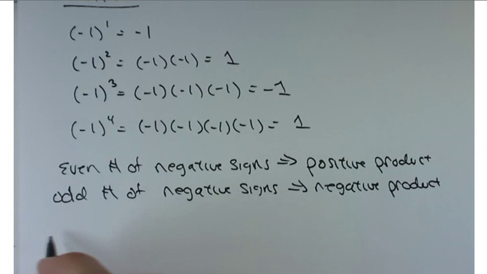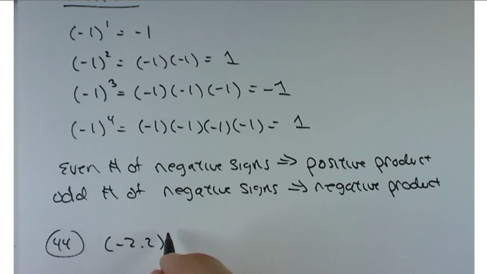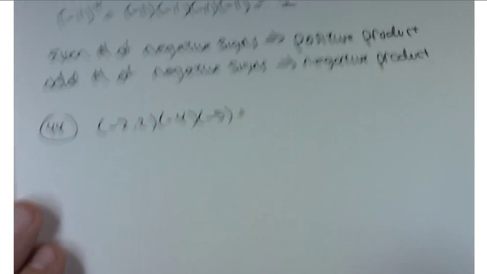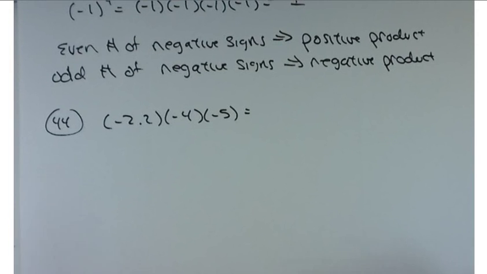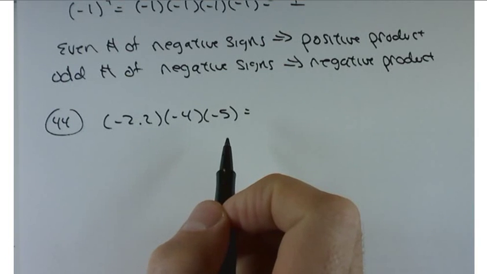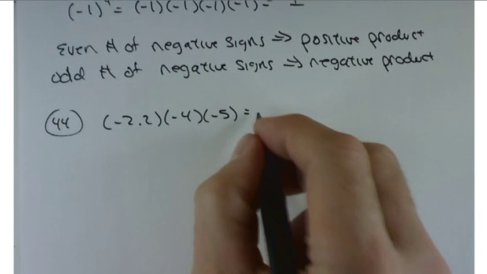For instance, problem number 44. Negative 2.2 times negative 4 times negative 5. Let's start with the sign of this. Is it going to be positive or negative? I don't know. There's 3 negative signs. Yeah. 1, 2, 3. There's 3 negative signs, so it's going to be a negative product.